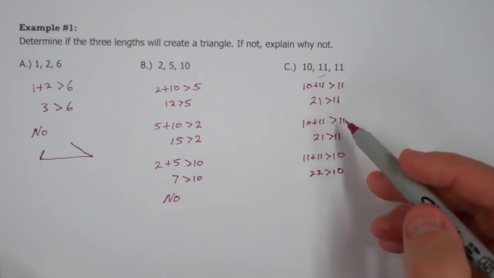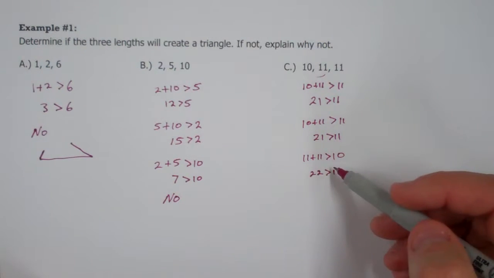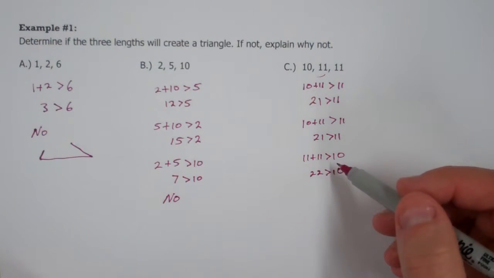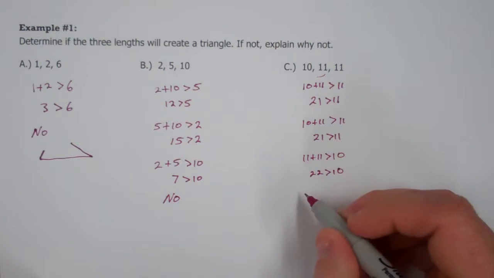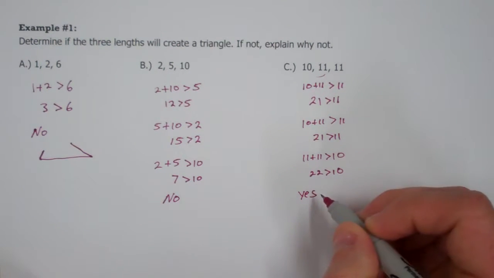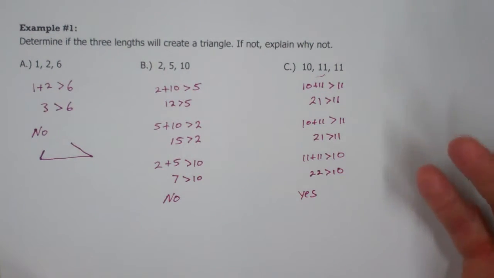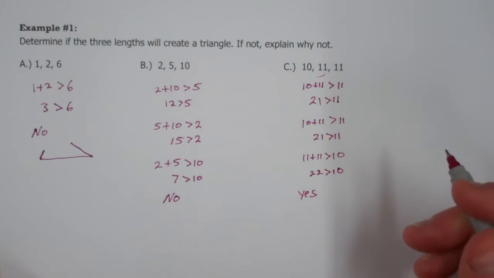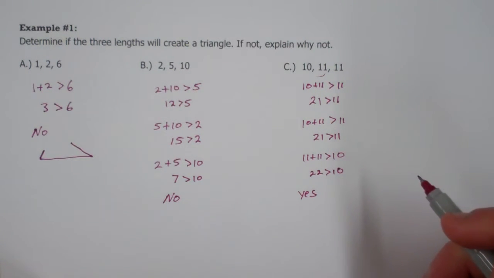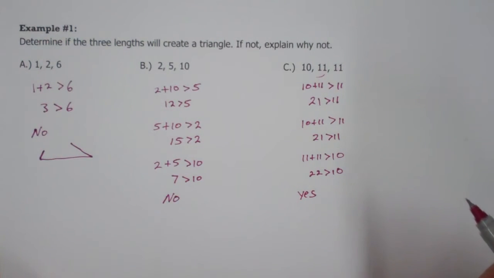So because all three possibilities work out for this one, it will create a triangle, so we would say yes. And for our explanation, we could write or say that the sum of any two sides is bigger than the other side, or the third side.